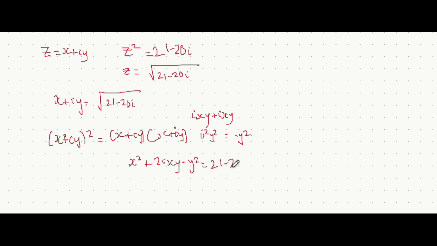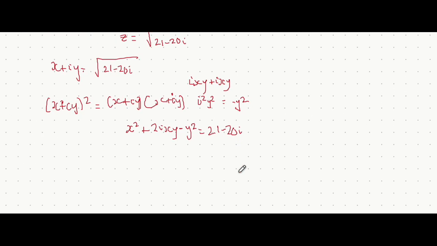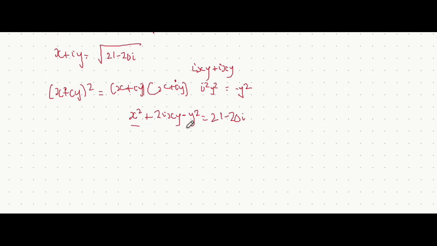Once you've done that, you can equate the real parts and the imaginary parts to each other. The real parts are x squared and minus y squared. So you can say x squared take away y squared is equal to the real part on the right hand side, which is 21. Now the imaginary part on the left hand side is 2xy because that's the coefficient of i. And you can make that equal to the imaginary part on the right hand side, which is minus 20.